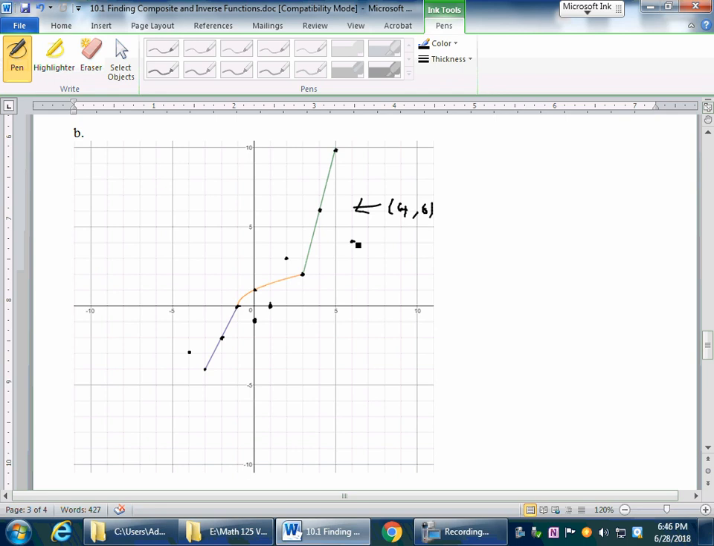And the last point is 5, 10. So when I talk about the inverse of it, it will become 10, 5 right here. So now we can graph this.